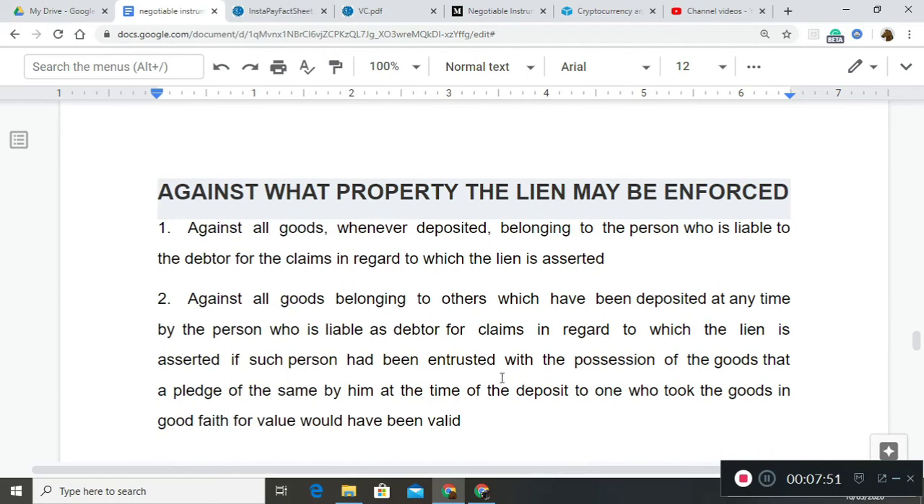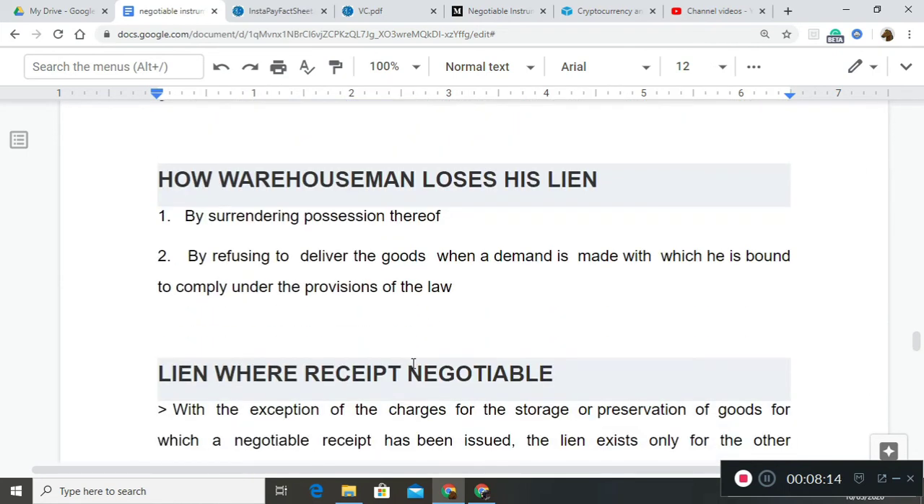Against what property may the lien be enforced? Against all goods, whether deposited or not, belonging to the person who is liable to the debtor for claims in regard to the lien in which the lien is asserted. Against all goods deposited by the person who is liable. When does our warehouseman lose his lien? By surrendering possession thereof, or by refusing to deliver the goods when demand is made and he is bound to comply with the delivery.